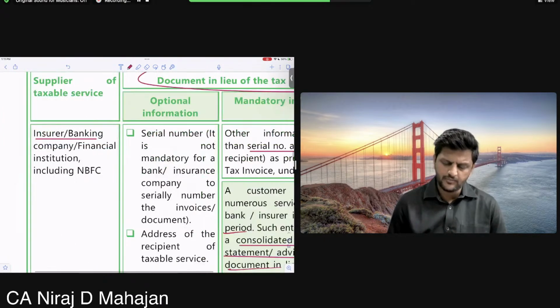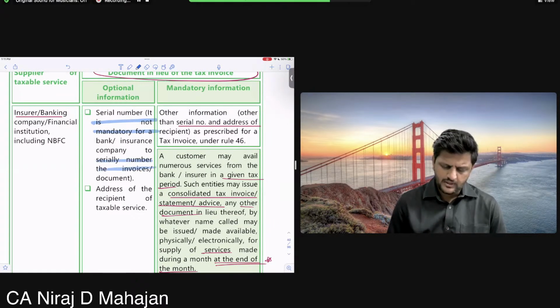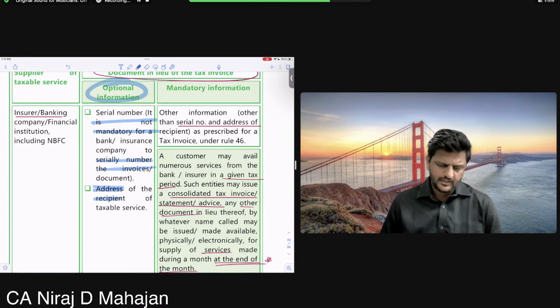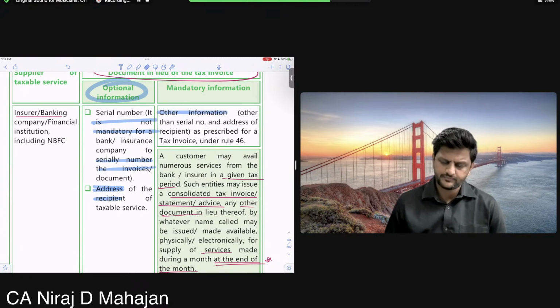So what is optional? Serial number. It is not mandatory for them to issue serial number invoices, and this is optional. Address of the recipient, right? This is optional. Okay, so any other things, bachcho, are compulsory, right? They are compulsory. Fine. So what may not be put? Serial numbers and address of the recipient. Other things you need to put. All right.